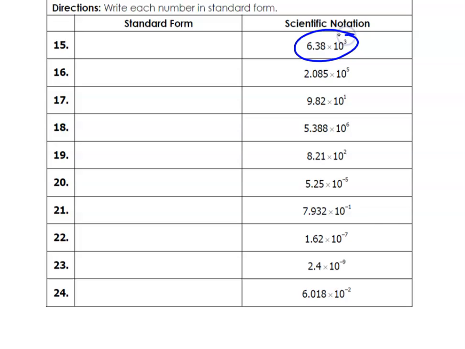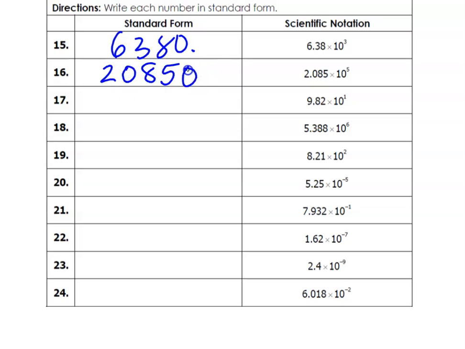All right, this one's going to get 3 places larger. 1, 2, 3. Don't forget to fill in that placeholder 0, right? So the decimal point is now at the end. This one's going to get 5 places larger. So let's see. 1, 2, 3, 4, 5, right? 1, 2, 3, and then 2 empties. 9.82 times 10 to the first, that's going to get 1 place value larger. 98.2. Now let's try some of these negative ones.